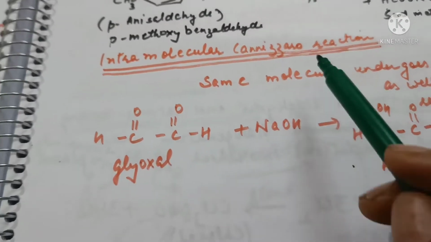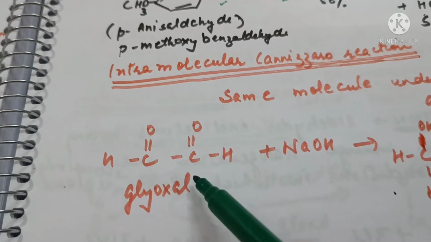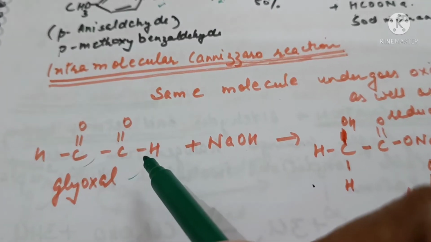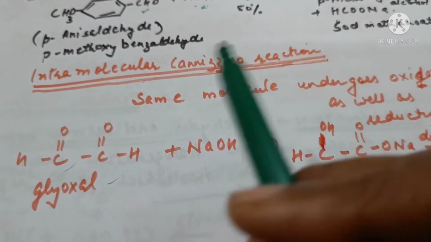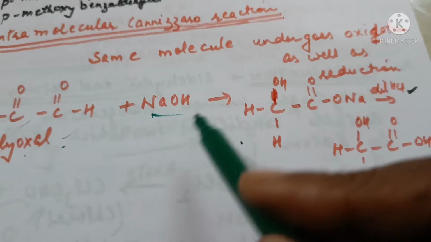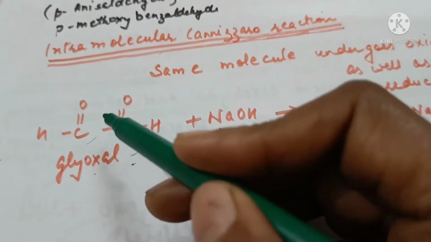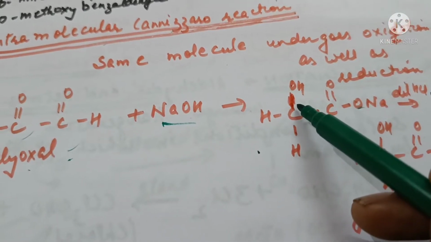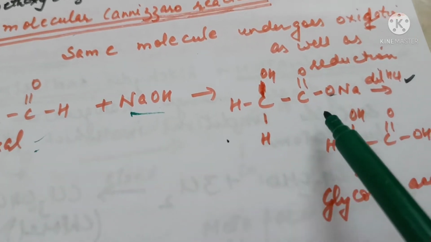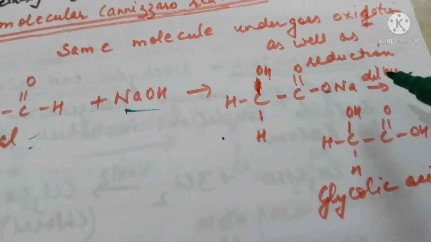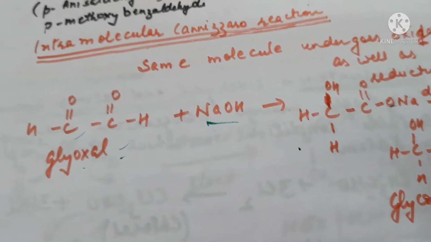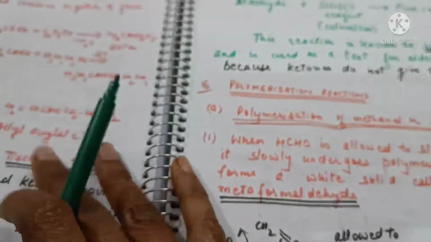Then if the Cannizzaro reaction occurs within the same molecule, that is, one carbonyl group gets reduced and the other one gets oxidized, then it is called intramolecular Cannizzaro reaction. For example, glyoxal when heated in presence of alkali will form, this will be reduced into hydroxy group and this will be oxidized into carboxylate anion. And then this molecule, sodium glycolate, when treated with dilute HCl, Na will be replaced with H to form glycolic acid. This is intramolecular Cannizzaro reaction.